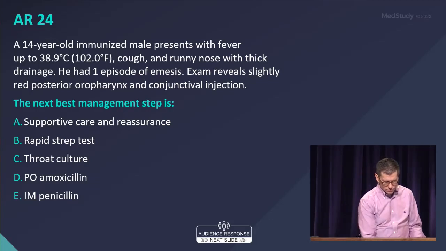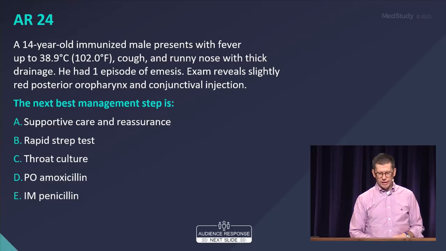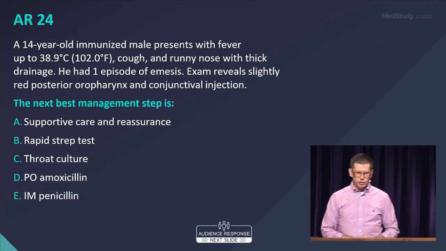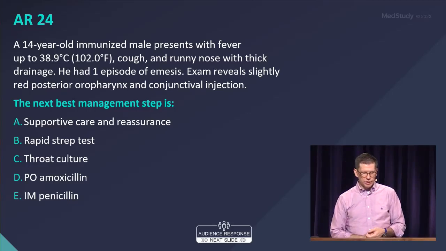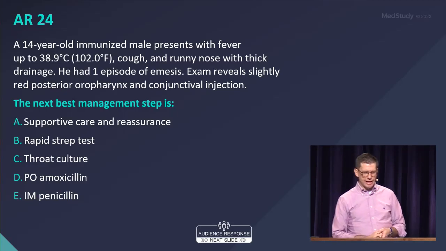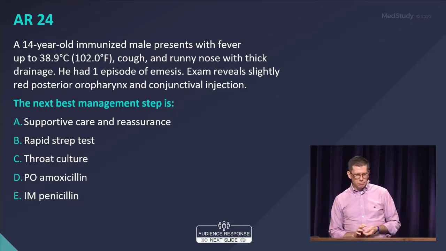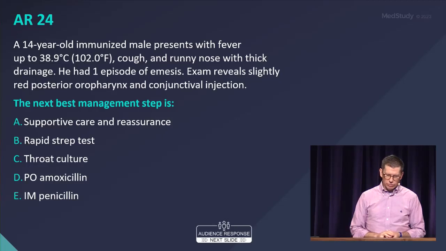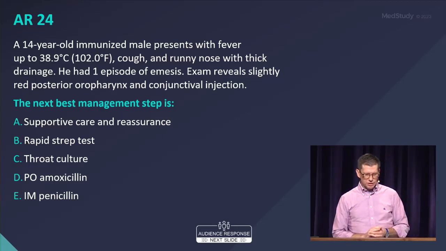All right, let's do a next question. A 14-year-old immunized male comes in with fever to 102, cough and runny nose with thick drainage. One episode of emesis, posterior oropharynx is red, and he has conjunctival injection. The next best management step is A, supportive care and reassurance, B, a rapid strep test, C, a throat culture, D, PO amoxicillin, or E, IM penicillin.